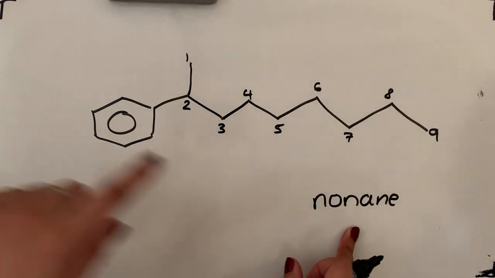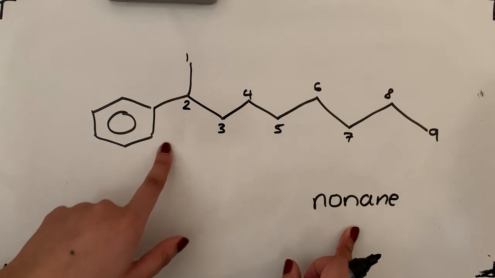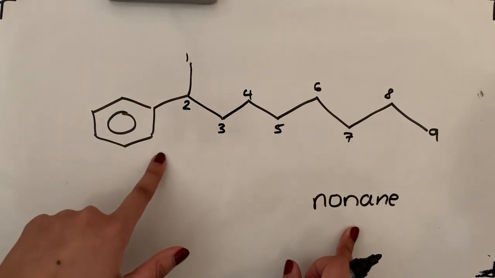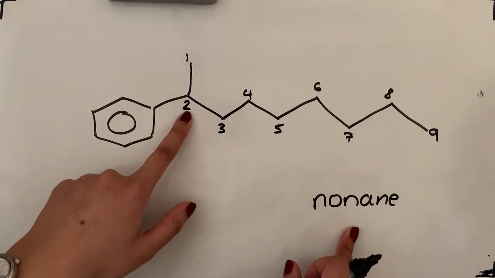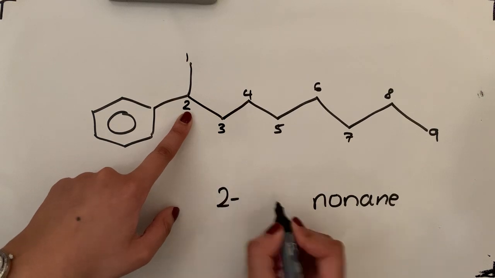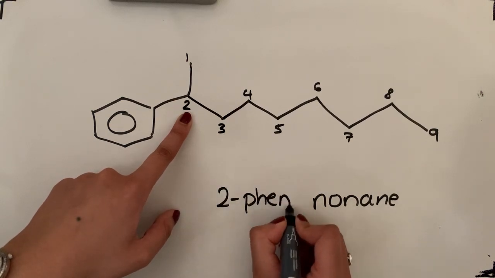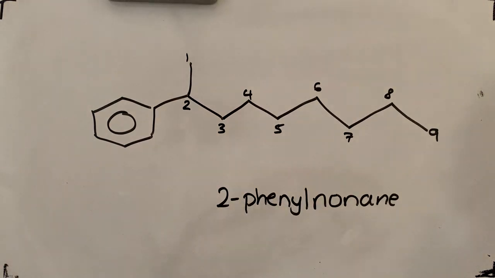We then look at the benzene ring as a substituent. So again, it's going to be called phenyl. It's coming off of the second carbon. So this is called 2-phenyl nonane. Okay, so the limit is up to 6 carbons. If it's got 6 carbons, the benzene ring is going to be the parent. If it's got 7 or more, it is going to be a substituent.